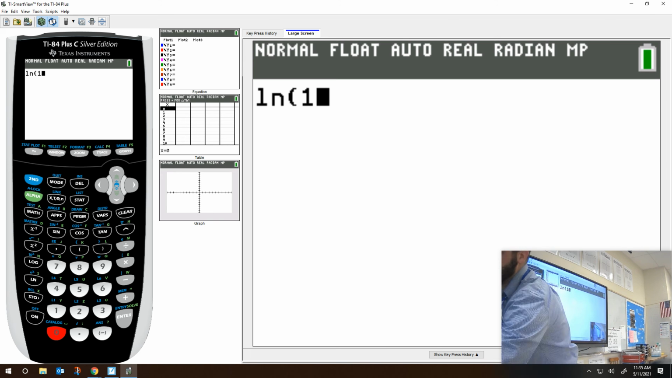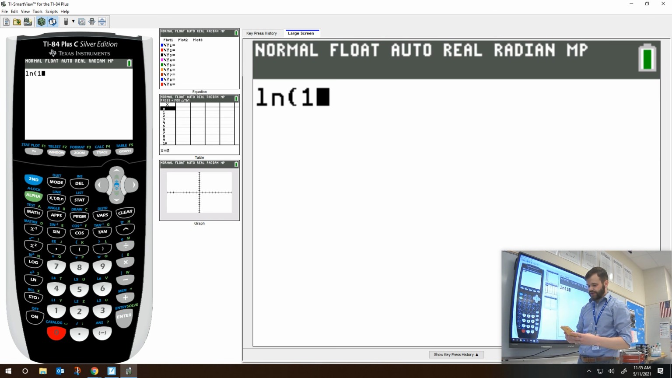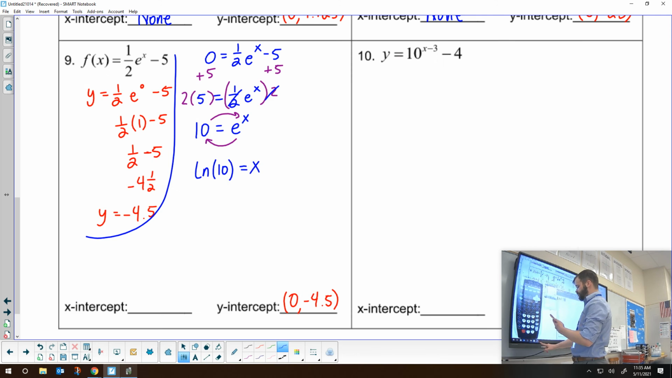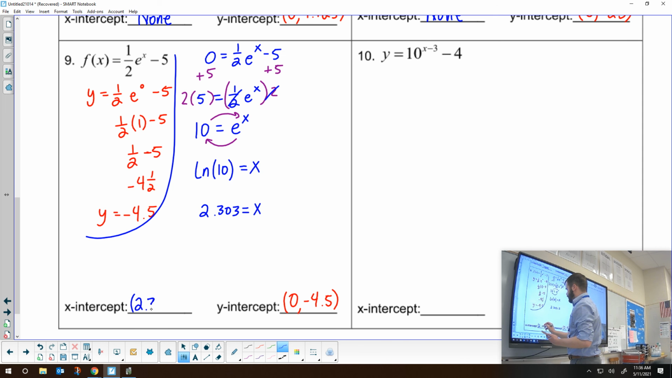Well, I might have to grab my personal calculator to finish this off here, but you get the idea. We're going to go natural log of 10, and that equals 2.303. So 2.303 is what x equals. So we're going to have an x-intercept at 2.303, comma 0. You could also just write this as the natural log of 10, comma 0. Either way, correct answer. All right, last one here, number 10.